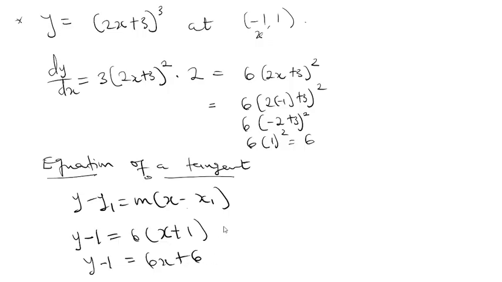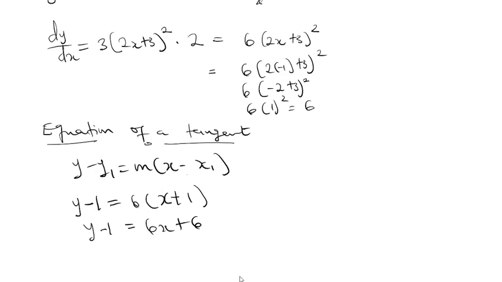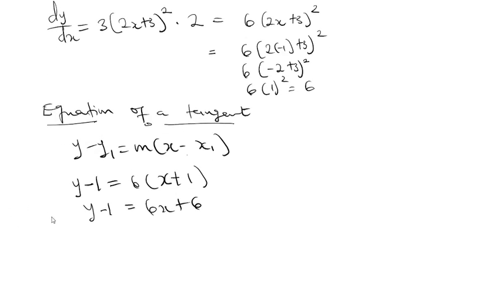Right. And this is going to give us y minus 6x minus 1 minus 6 equals 0. So you have y minus 6x minus 7 equals 0. So you can rewrite this. Okay, so that is that. So that's the equation of the tangent.